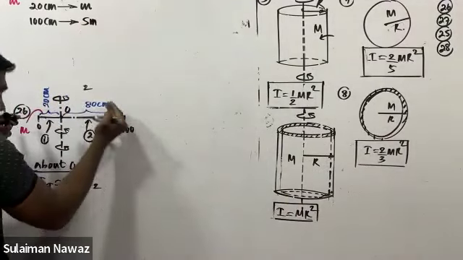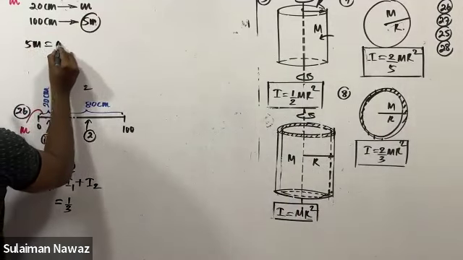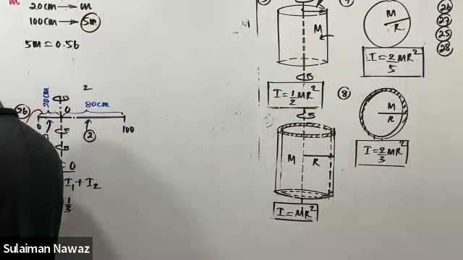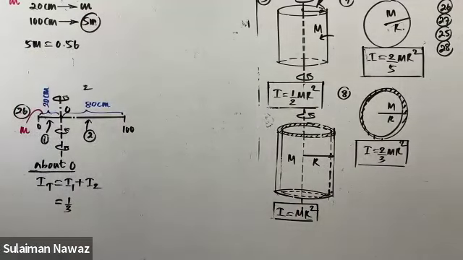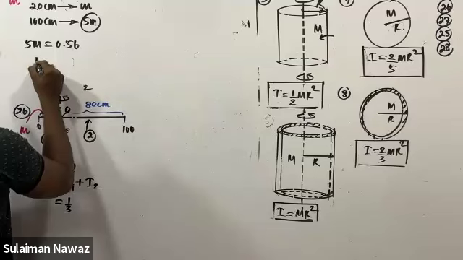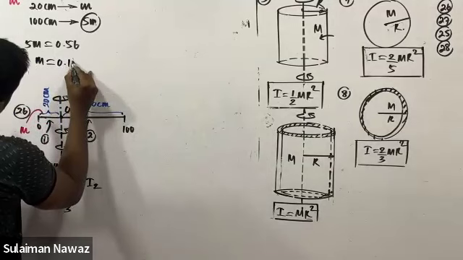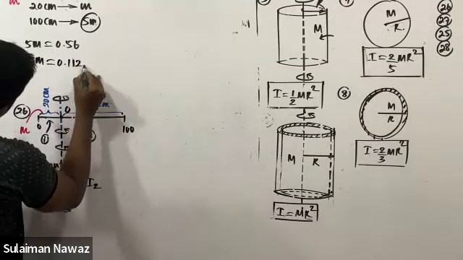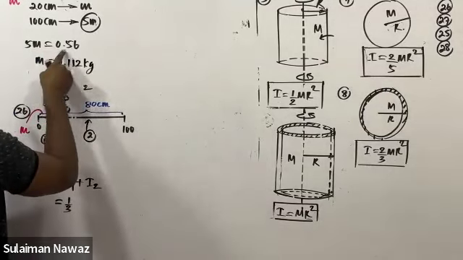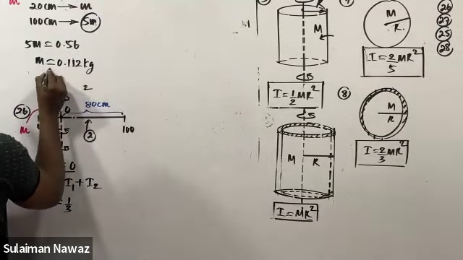This total mass 5 simple lim is given as how much? 0.56 kilograms. The total mass of the rod is given as 0.56 kilograms. Then what is the mass of one segment? Then simple lim will be 0.56 divided by 5, which is 0.112 kilograms.